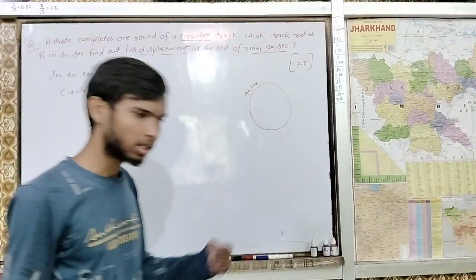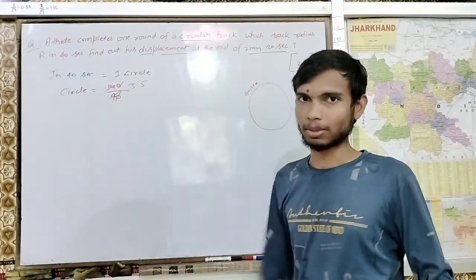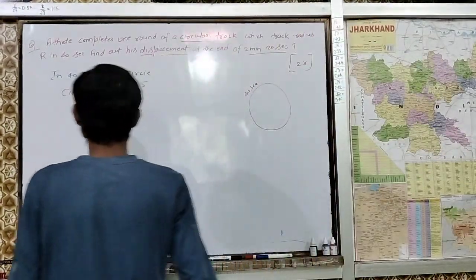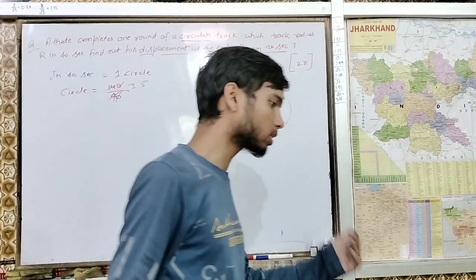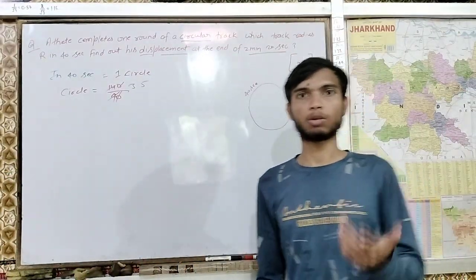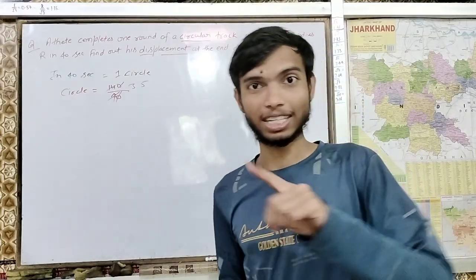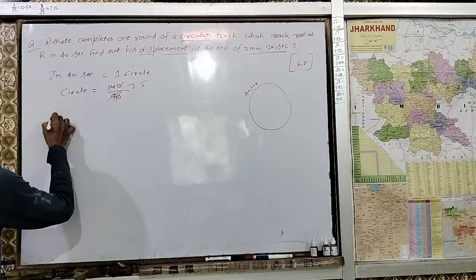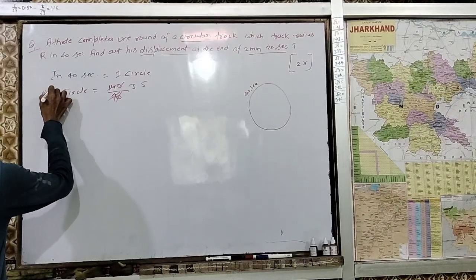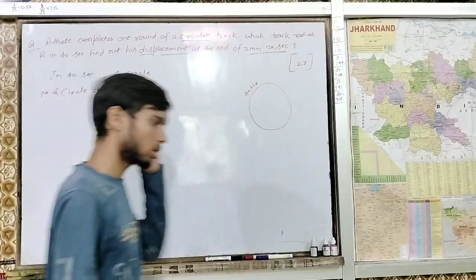So the number that will come is 3.5. This 3.5 is telling you the number of circles. The number of circles is 3.5: 3 rounds, then a half round. This is the meaning of 3.5. So the number of circles is 3.5.